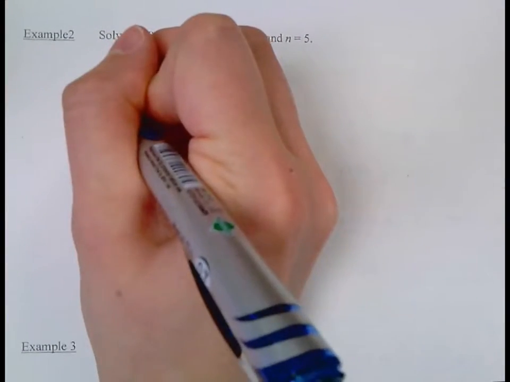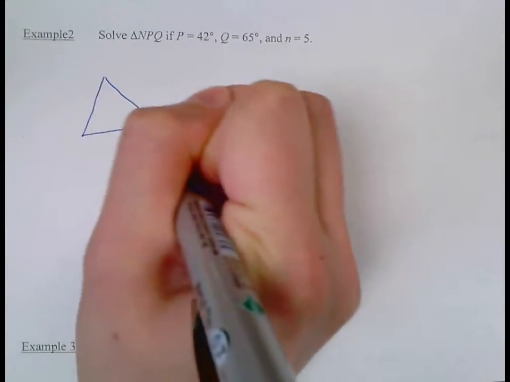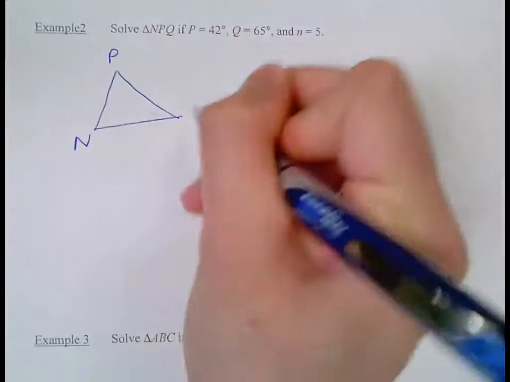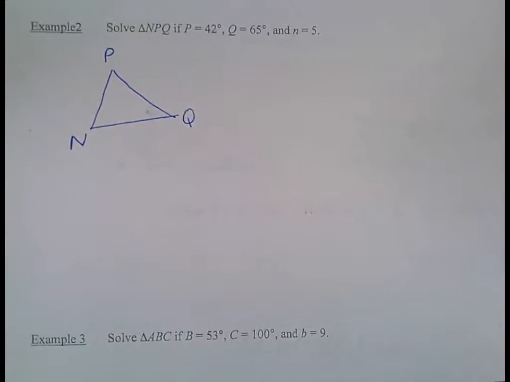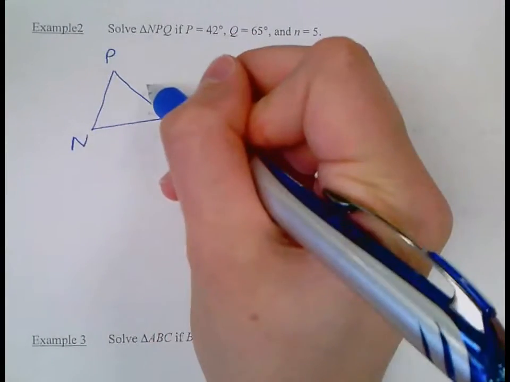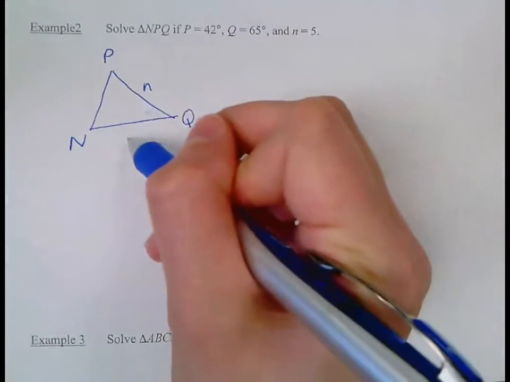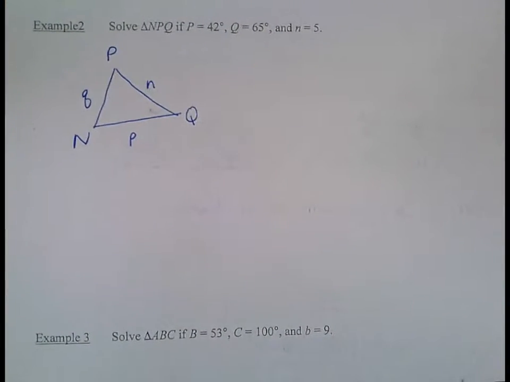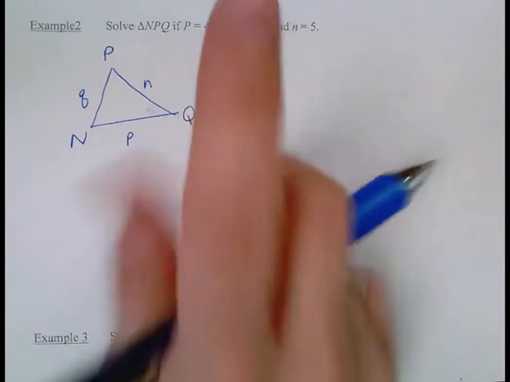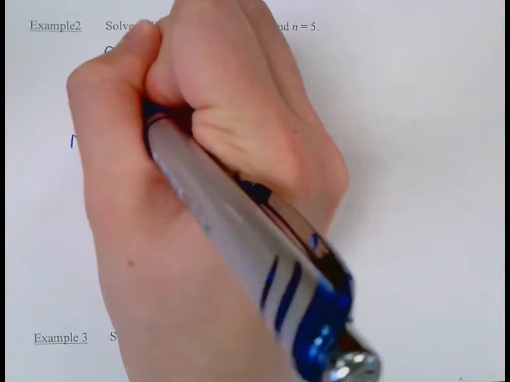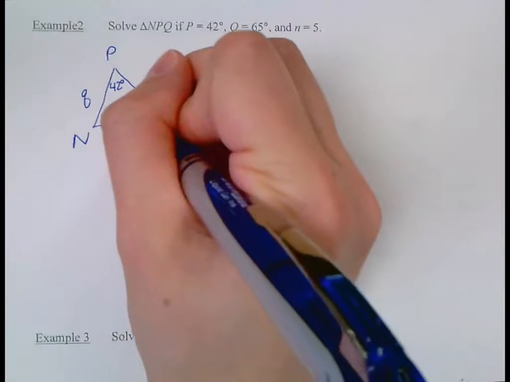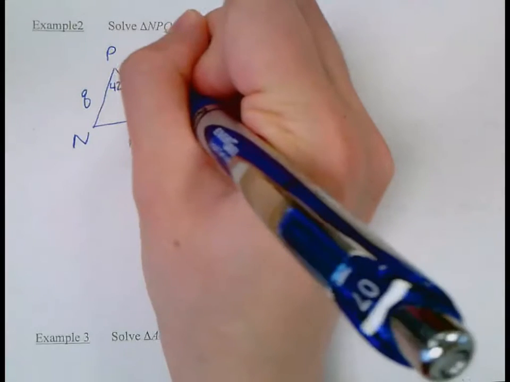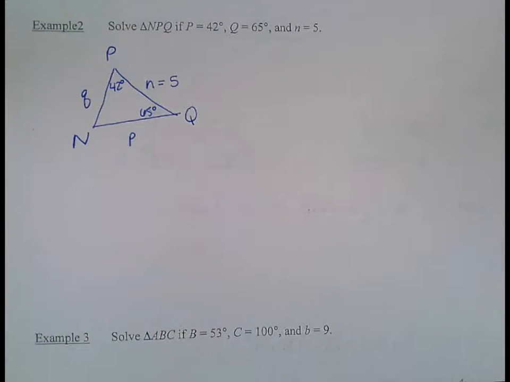So I'm first just going to sketch this as a triangle, not drawn to scale here, and I'll label N, P, Q and the side lengths as well. Across from angle N is side length little n, across from angle P is side length little p, across from angle Q is side length little q. And I know angle P is 42 degrees, angle Q is 65 degrees, and side length n is 5.